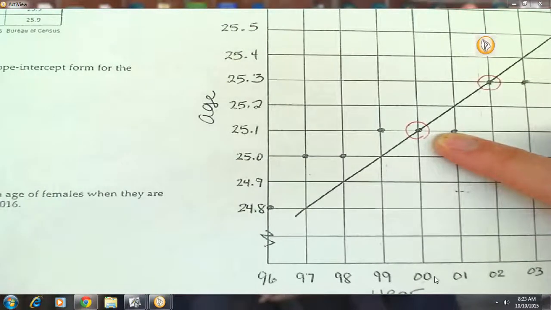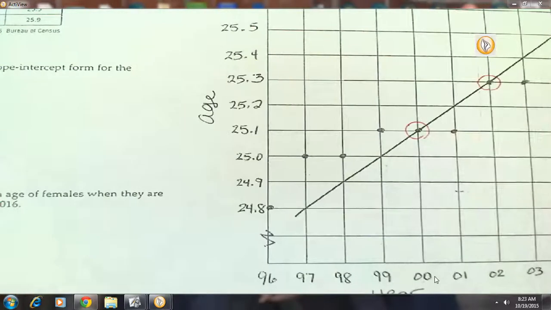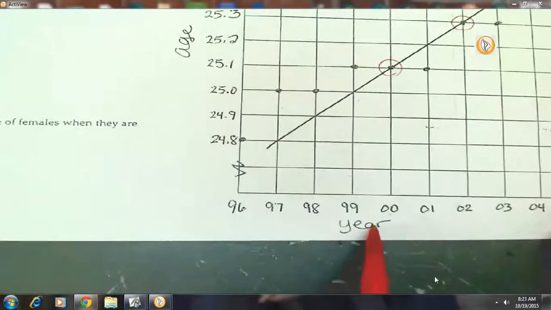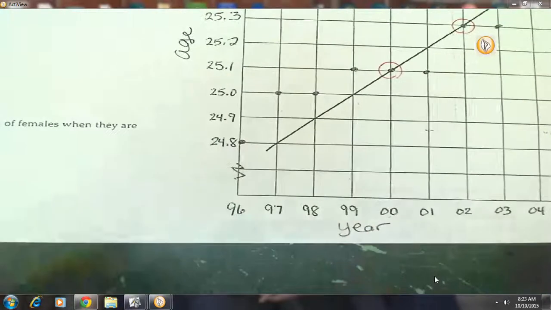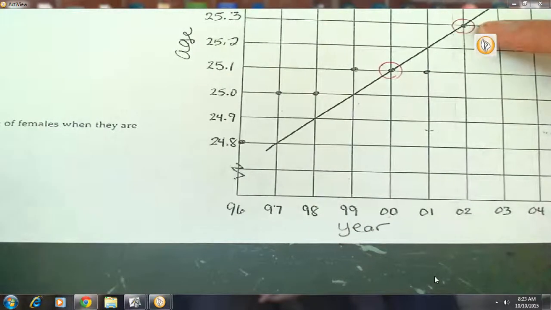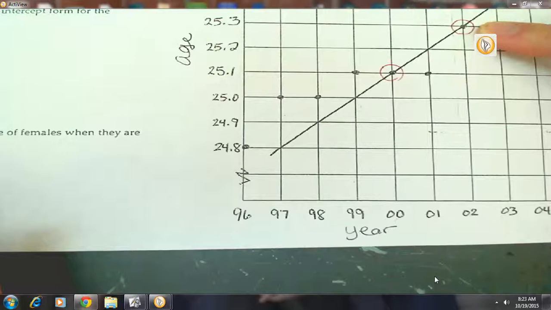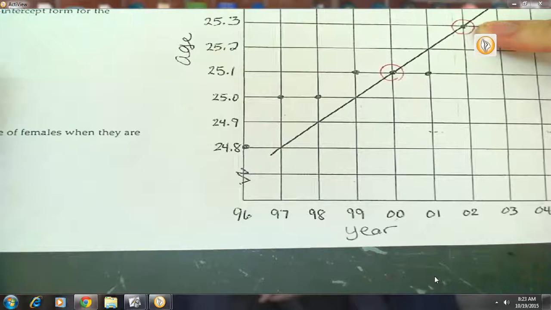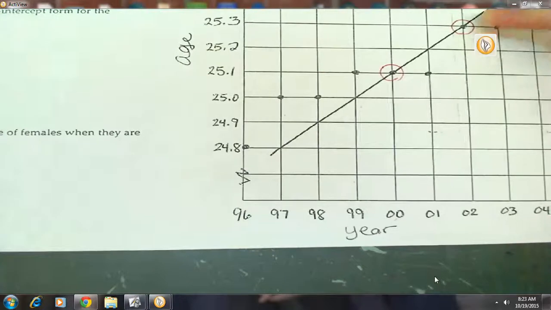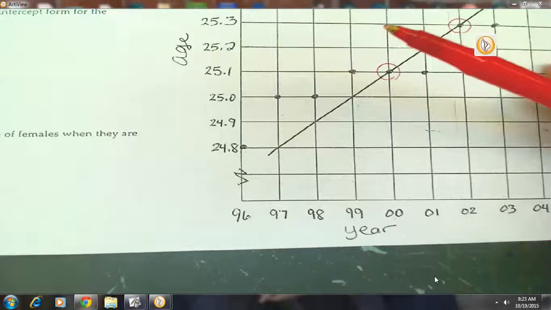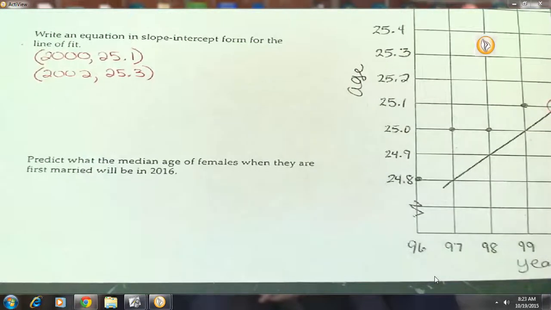Does it matter if it's like the other way around, 25.1? Good question. Because our years are x-axis, use that as your x-coordinate of the ordered pair. That's a very good question. The second point that we're going to use is 2002, comma, 25.3. So I've got my 2 points listed. Let's go ahead and write our equation.